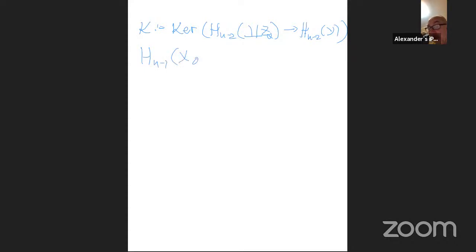Okay, now let me define an important Hodge structure K. This is by definition the kernel of the middle degree homology of the union of my divisors going to the corresponding homology of Y. And there is a natural map from the homology of degree n minus one of the singular zero fiber to K.